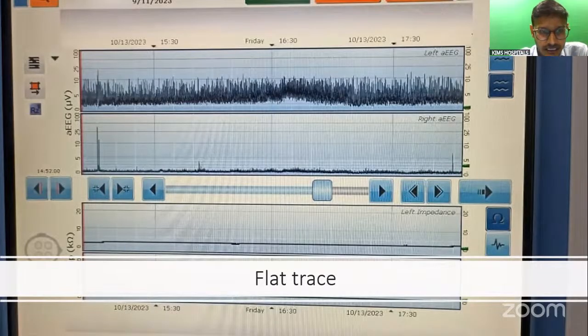Coming to the flat trace, clearly we cannot differentiate the lower and upper trace in the right side amplitude EEG. They are almost between 0 to 2 microvolts. So this is a flat trace, isoelectric, and usually seen in neonates with severe HIE.